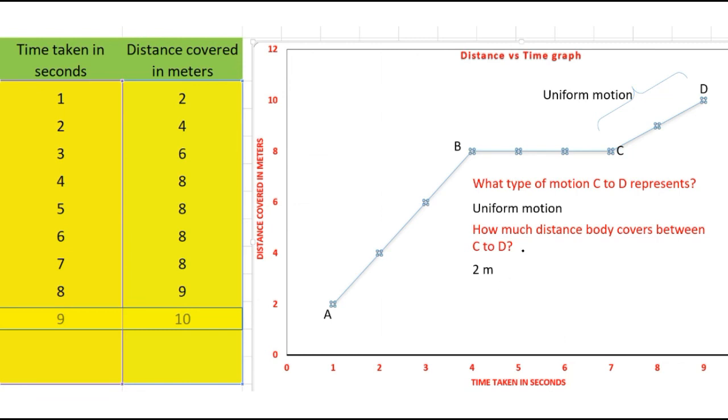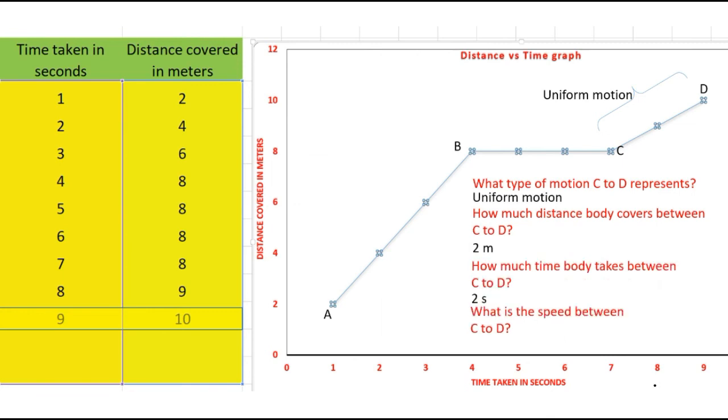How much time does the body take from C to D? If that question comes, again very simple, you have to see the time axis, that is from 7 to 9. Understood? That's 2 seconds. Now suppose, what is the speed between C to D? Right, the question is, what is the speed of that object when it moves from C to D?